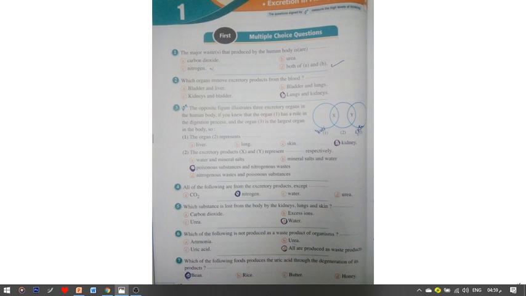Which of the following foods produce the uric acid through the degeneration of its products? The food which produces the uric acid through the degeneration of its products is the beans. Beans are proteins, so this is the degeneration of protein. Okay, let's go to the next page. The wastes that are produced by the degeneration of carbohydrates after their digestion are water and carbon dioxide.